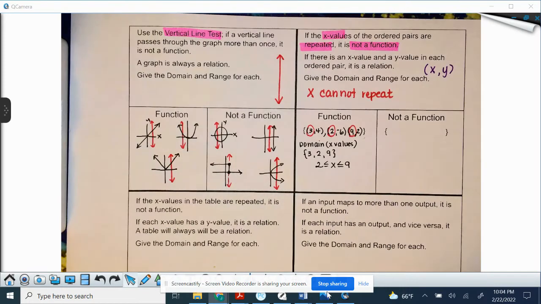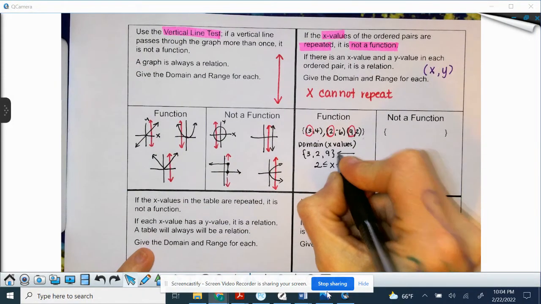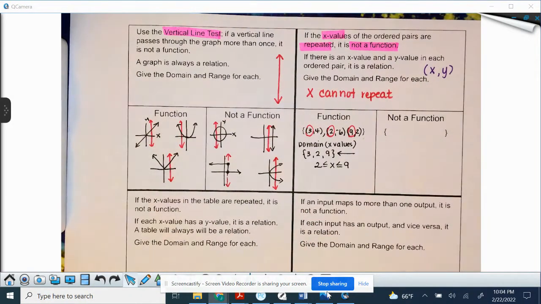If it was a straight line that went through each one of those points, then indeed it is a function, and the domain left to right would go from 2 to 9 if they were actually attached to each other. If they were loose points, then your domain is just written like this. It's not between 2 and 9, because between 2 and 9 means 2, 3, 4, 5, 6, 7, 8, 9.